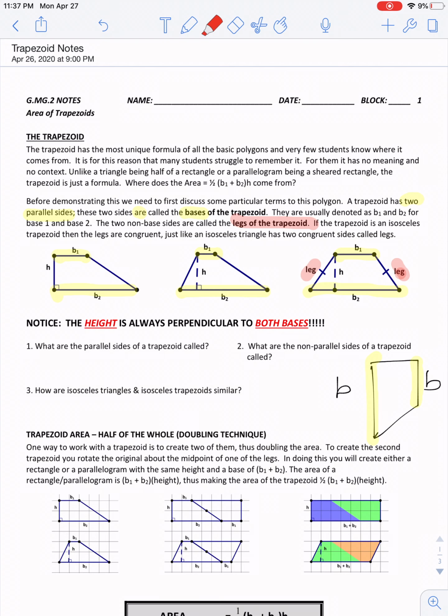And as we talked about yesterday, we have this wonderful thing called the height, and it's perpendicular to the base. In this case, since there are 2 bases, and the bases aren't the same length, the height has to be perpendicular to both.